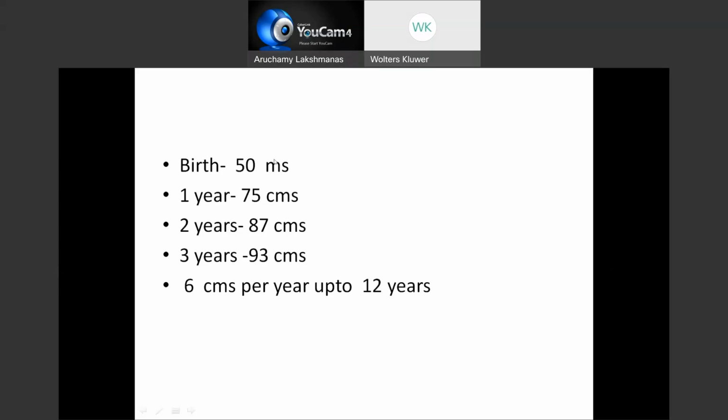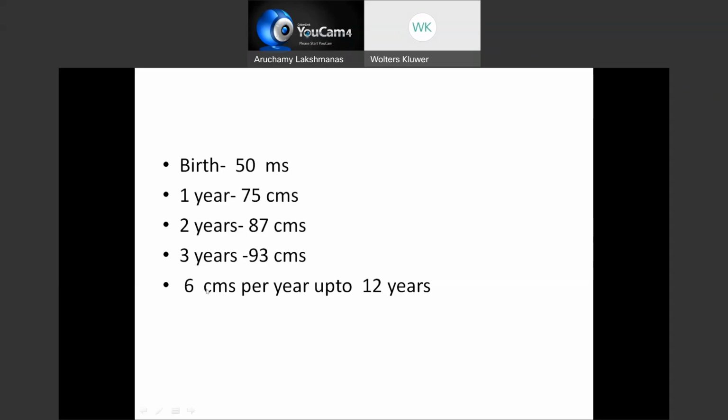So you can remember this easily. At birth it will be 50 centimeters. At 1 year the rate will be half of the 50, so 25 centimeters we have grown. By next year, half of that, 12. By next year, half of that. Then from then on, every year there will be a 6 centimeter increase up to 12 years.